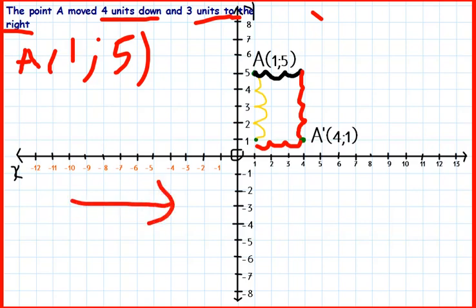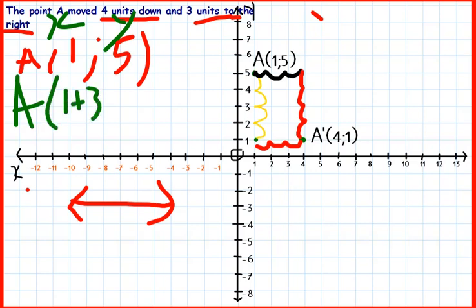Left or right is the x-axis. If you can see that, if we are moving left or right, we are looking at the x-axis, because that's where the horizontal number line is. So this is our x value. If you recall again, this is our x and this is our y. So if we say we moved 3 units to the right, and that's the positive side, that means we are taking the 1 and we are adding 3 to it.